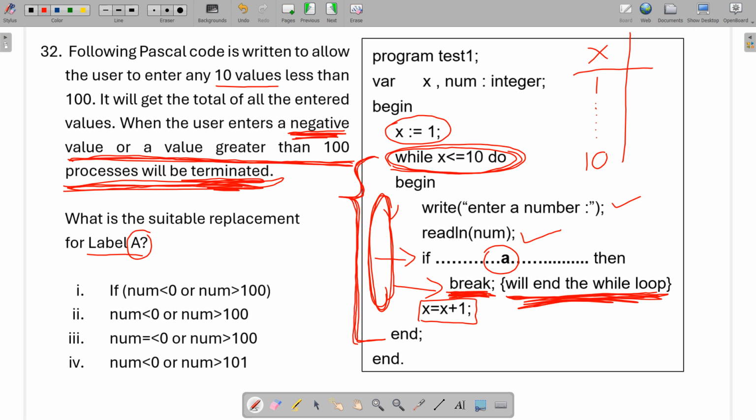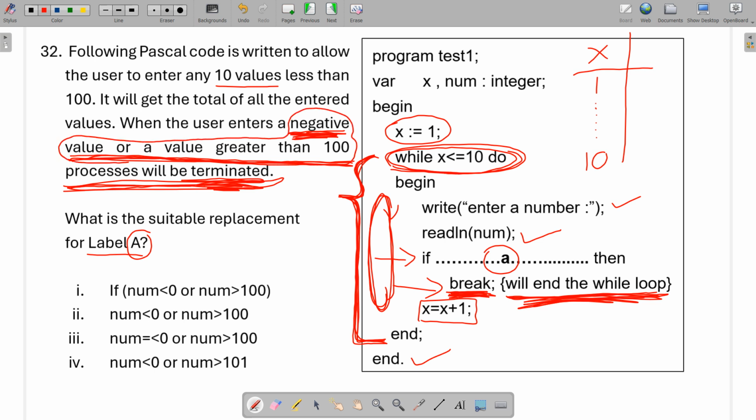This is the one which belongs to the while loop. So if we terminate the while loop, then we got only the end line over here. That means the program is going to end. So with that, the if condition should match this particular situation.